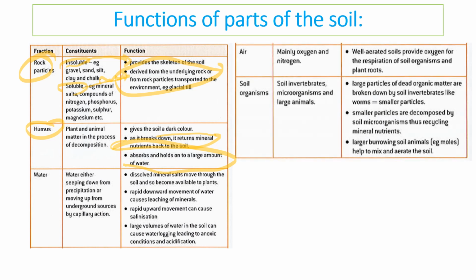Air is quite an important thing, obviously. Air is used for aerobic respiration in living organisms in the soil, so they need air to survive, and obviously that's mainly nitrogen and oxygen. And soil organisms themselves are important, so the microbes and the earthworms are part of the decay cycle. And larger burrowing animals also aerate the soil for those.